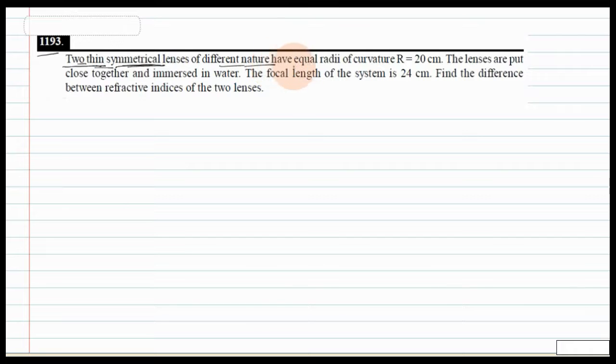So how can it be possible that they have the same radius of curvature but different nature? It may be possible when one is convex and the other is concave. One lens is a convex lens and the other is a concave lens. Then there will be different nature of these lenses. And the radius of curvature of both lenses is given equal, so the radius of curvature is 20 centimeter for all the surfaces.